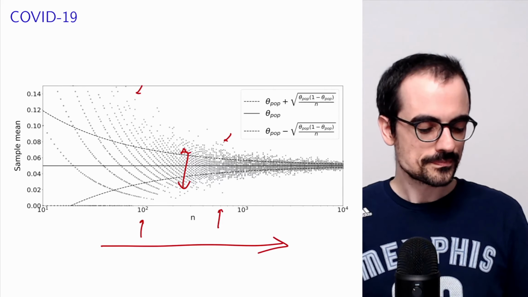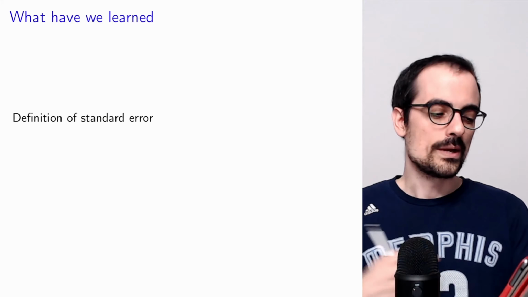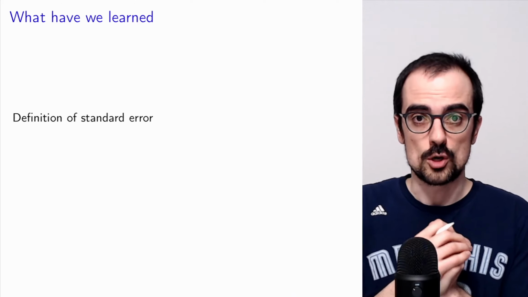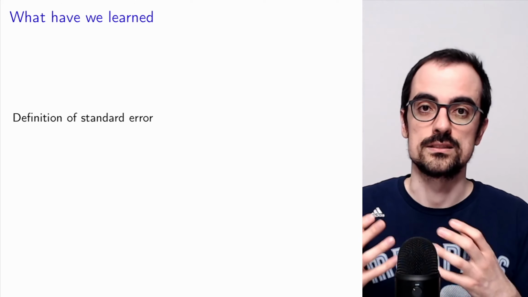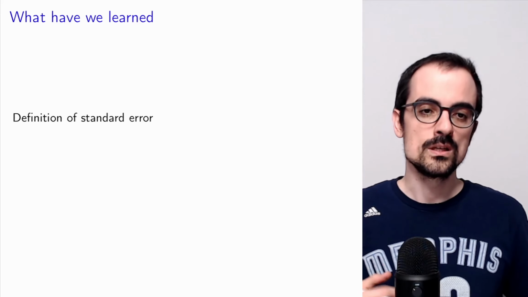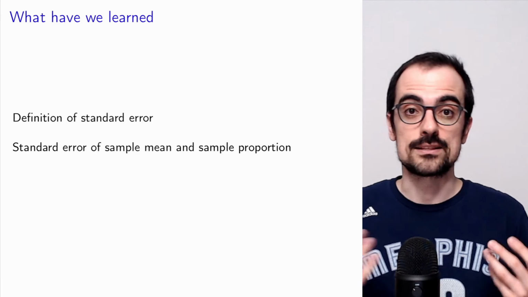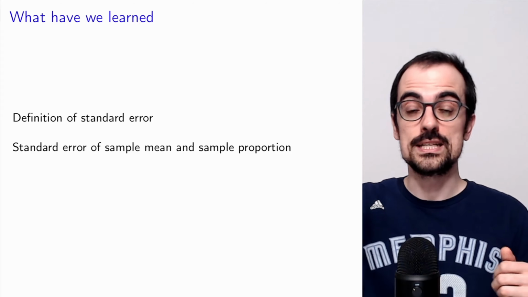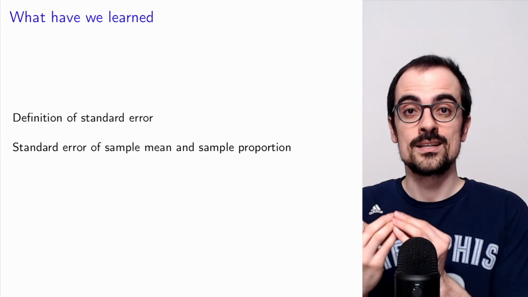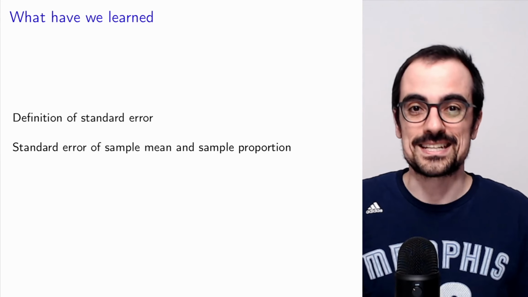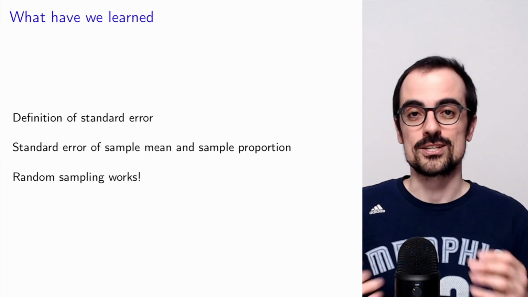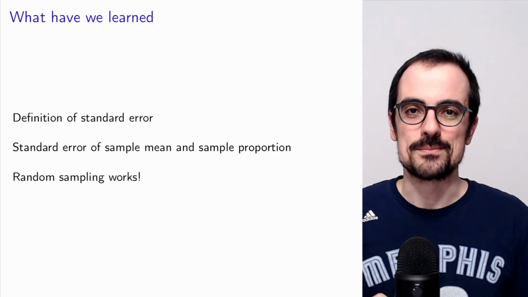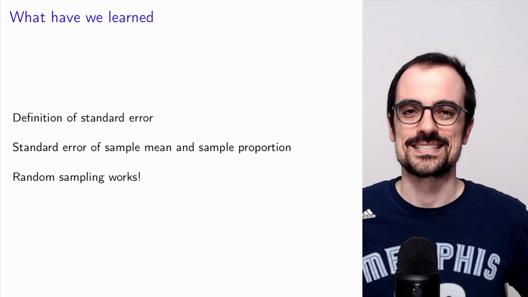Okay, so what have we learned? We have defined the standard error, which is a measure of how well an estimator obtained from random samples approximates the population parameter of interest. We have derived the standard error of the sample mean and the sample proportion, and we have shown that those standard errors decrease with the number of measurements. What does that show? It shows that random sampling works, right? Because if we have enough measurements, we're going to have a very tiny error of the population parameter of interest in the case of the sample mean and the sample proportion.